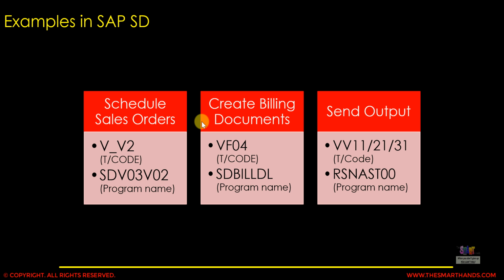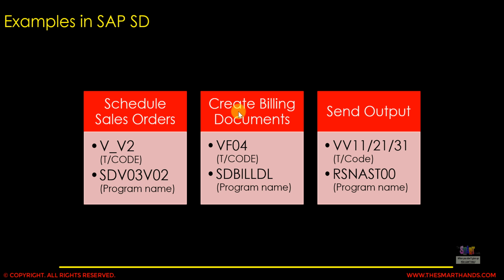Before I show you, I just want to show you some examples in SAP SD. What are the different SAP SD job types? One example is rescheduling sales orders. There is a transaction code V_V2 that we can use to reschedule the sales order. A sales order is rescheduled when there is any change in the MRP or delivery date. What was planned before is now different, so we can reschedule it, and that will update the sales order. That's the program name.